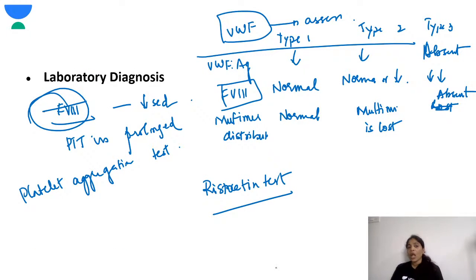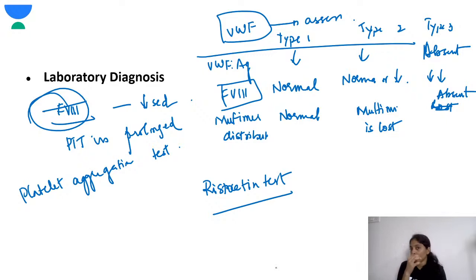Laboratory findings: if factor 8 is decreased, then the PTT is also prolonged. The platelet aggregation test is done with ristocetin. Ristocetin is an antibiotic which aggregates platelets by binding von Willebrand factor with the platelets, so a clot should form. When that is not happening and aggregation doesn't occur, it means von Willebrand factor is absent or decreased.